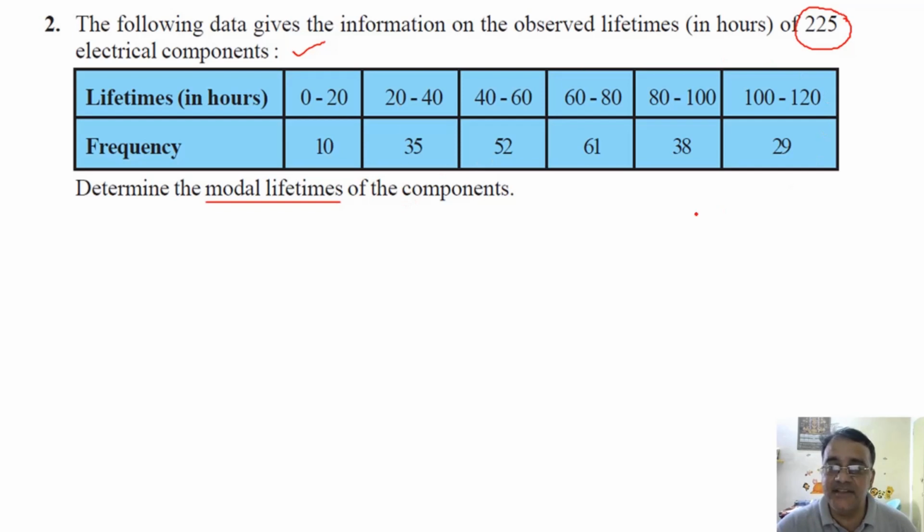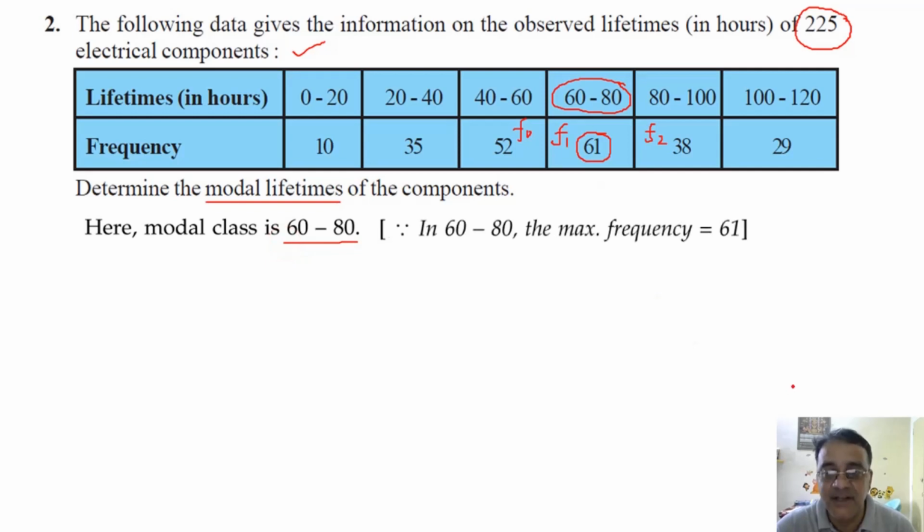So which is the highest frequency here? 61. And what is the modal class? 60 to 80. Right. So this is the modal class, and this is F1. What is F0? 52. Right. What is F2? 38. Okay. What is L? 60. What is H? 20. Okay, fine.